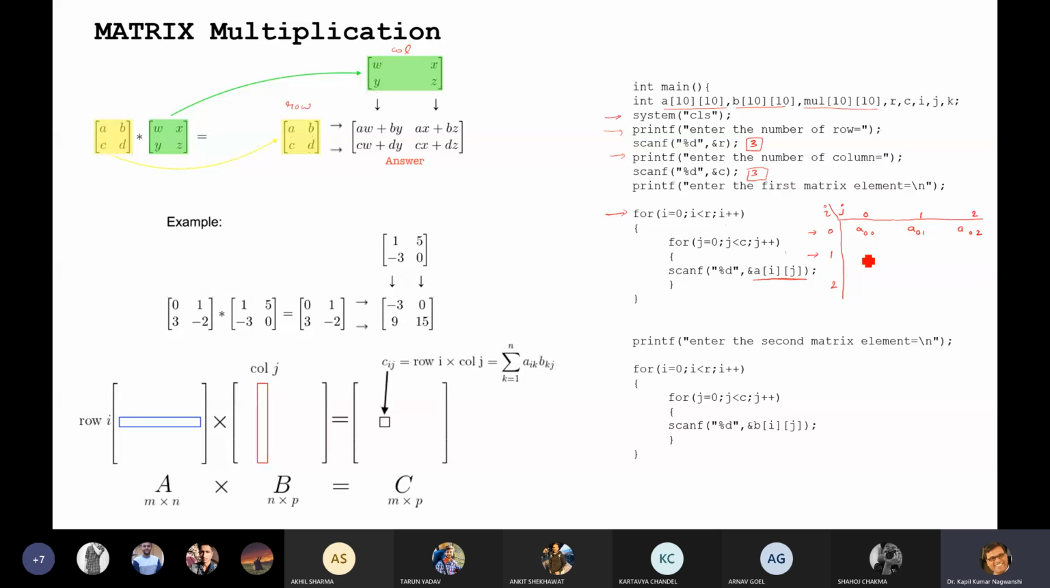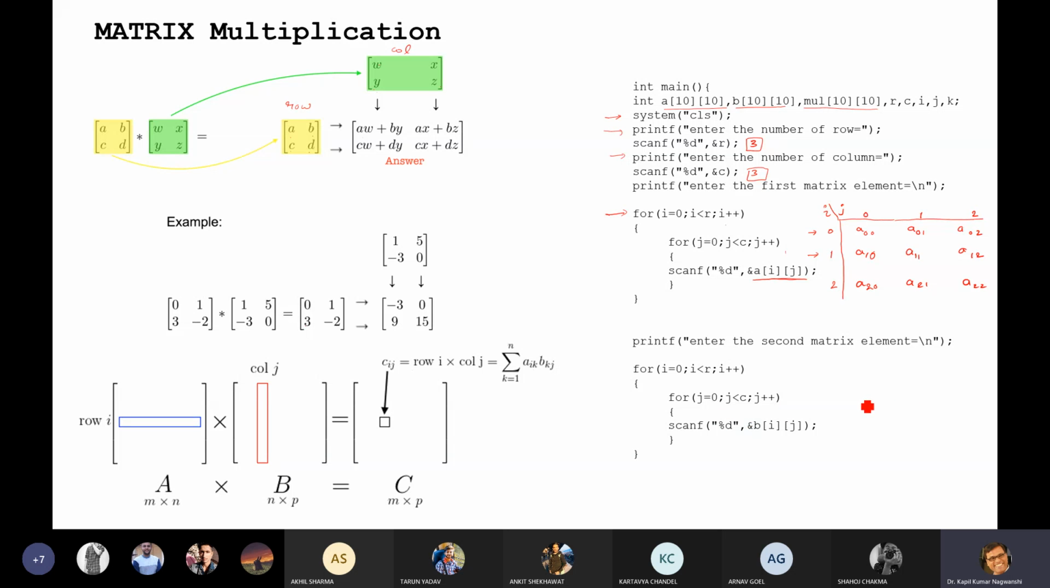Now it will start scanning for i equals 1. So now A1, j is 0, A10 will be scanned. Then A11 and A12 will be scanned. And finally, A20, A21, and A22 will be scanned. Fine. So these numbers are stored. This is for matrix A.